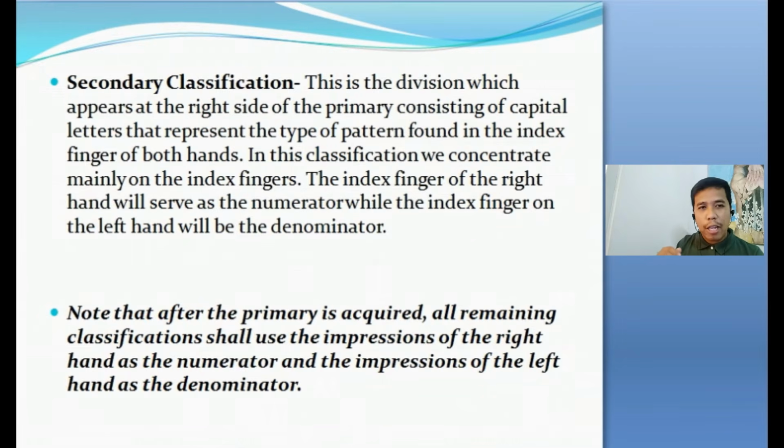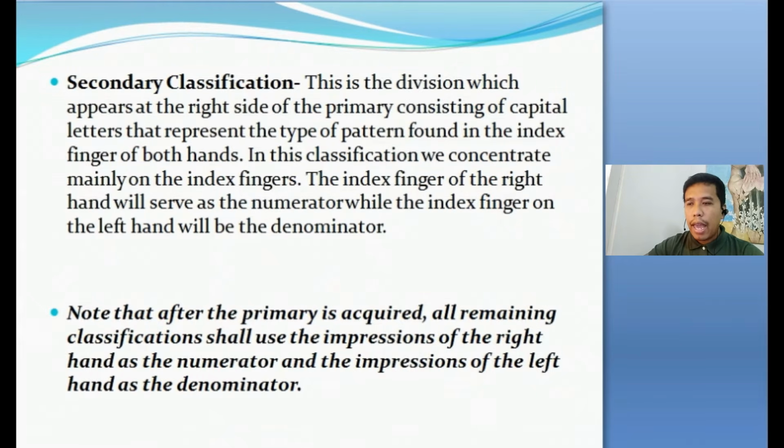But in secondary classification, take note, cadets. Take note ha. Sa secondary classification po, papuntang key classification. Okay? Ang right hand will be the numerator. Ang left hand will be the denominator. So if it is right index, kasi concentrate tayo first sa index finger, so the symbol of the right index should be put on the numerator. The symbol of the left index should be put in the denominator. Now, in the Henry classification system and based on the fingerprint manual of the FBI, which we also follow here in the Philippines, ganito po ang symbol, true, okay?